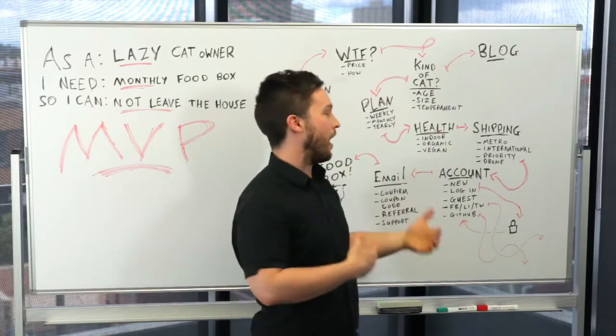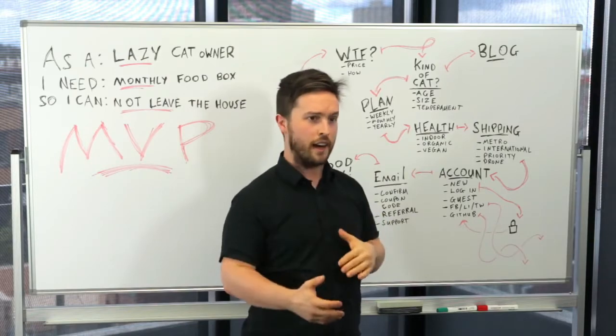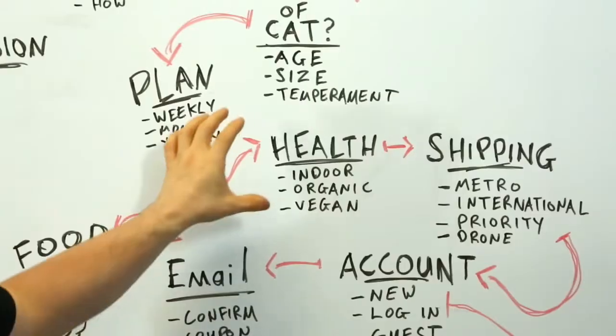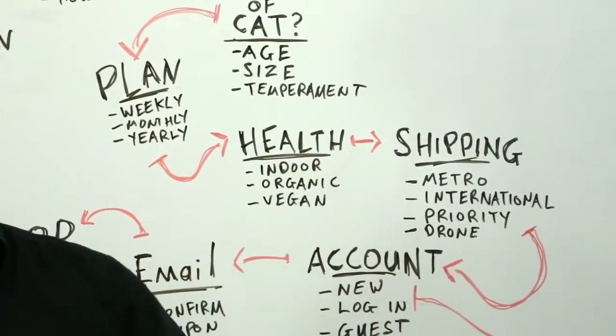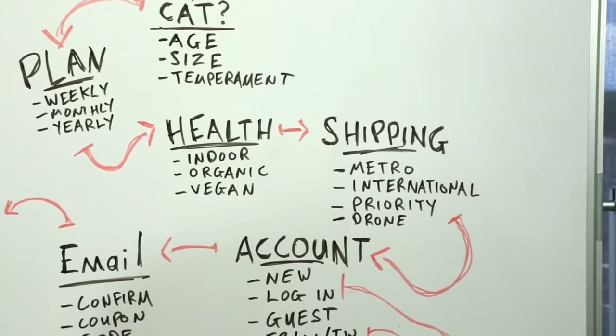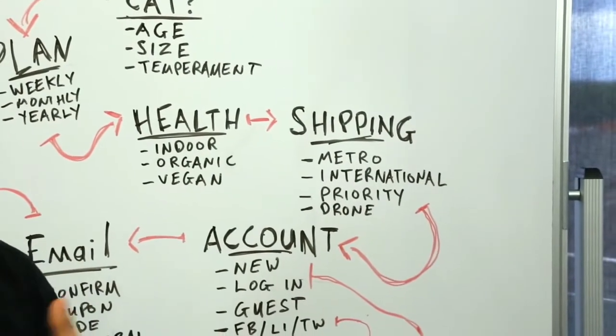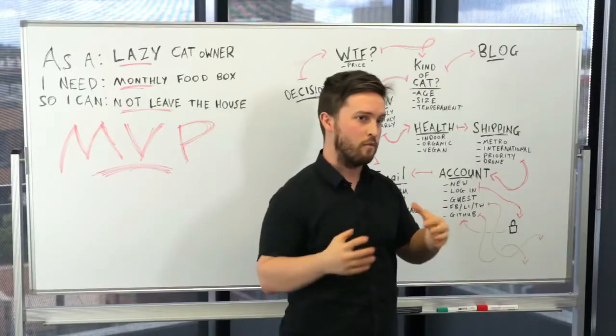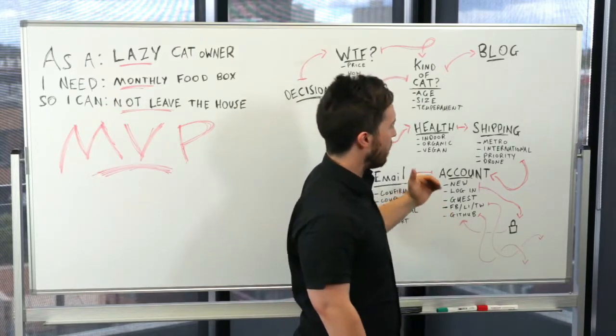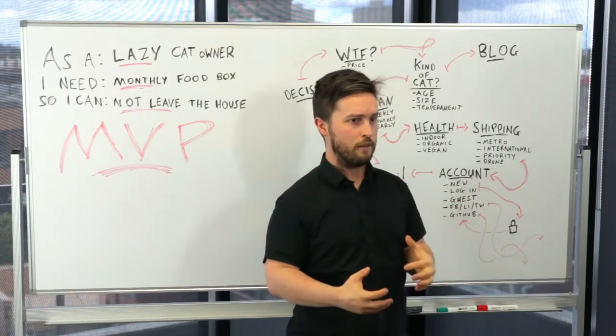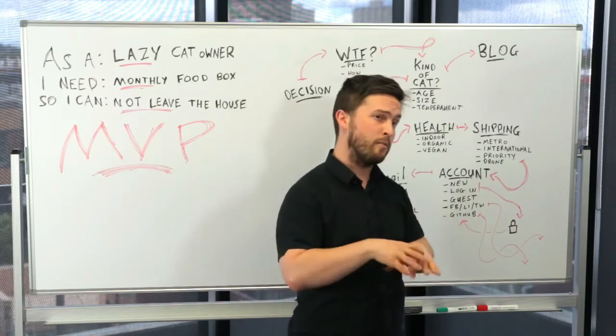Are they an indoor or an outdoor cat? Do they need organic or vegan cat food? With the shipping, does it need to be in the city of Melbourne or should it be international? So we're dealing with Canadians and Southeast Asia and Melbourne all under the same brand. Is there priority shipping for if you really, really need food for your cat? Can it be delivered by drone?